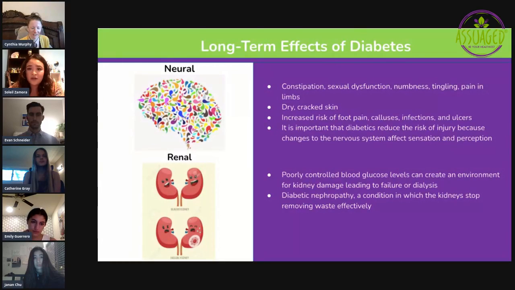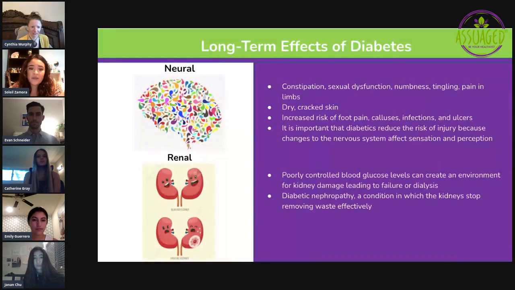And then for renal, over time, high levels of blood sugar can impair the kidneys' ability to filter waste. So poorly controlled blood glucose levels can create an environment for kidney damage, leading to failure or dialysis.